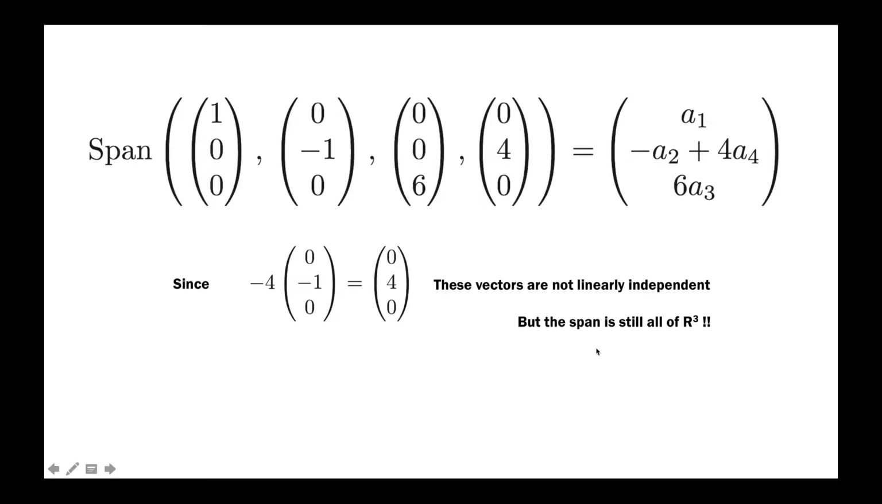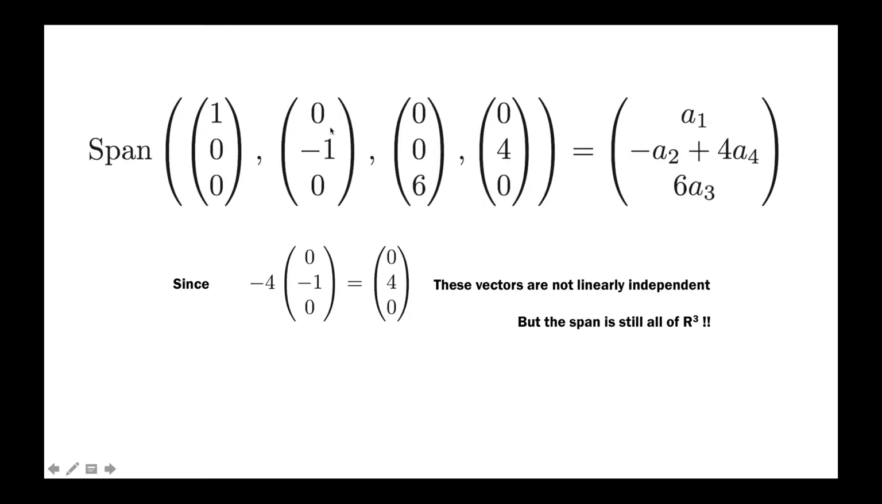So the span, let's do a different example. The span of these four vectors would be given by forming the most general linear combination of these four vectors, and you can work that out for yourself, but you end up getting this expression, a1 minus a2 plus 4a4, and 6a3.